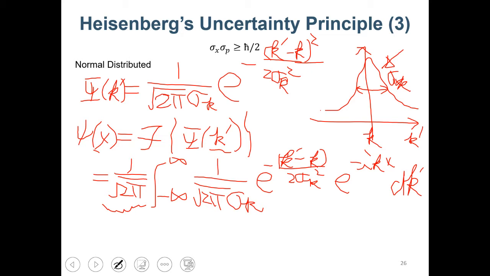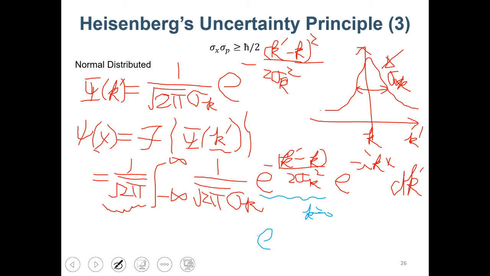With some maps, you will be able to find it. The Fourier transform of a normal distribution is also a normal distribution. And actually, you can really calculate the simpler version. Let me make k to be 0.